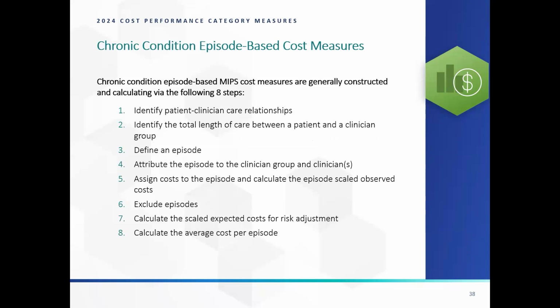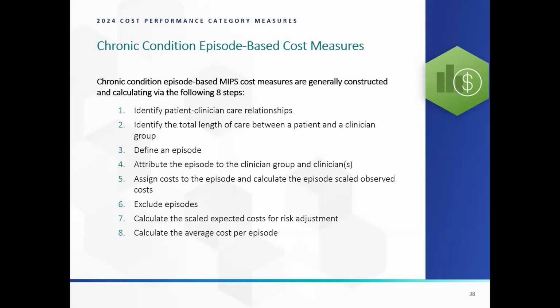Chronic condition cost measures are constructed and calculated via the following steps. First, we identify the patient-clinician care relationship. We identify the total length of care between a patient and a clinician group. And we define the episode. We attribute the episode to the clinician group and clinicians.